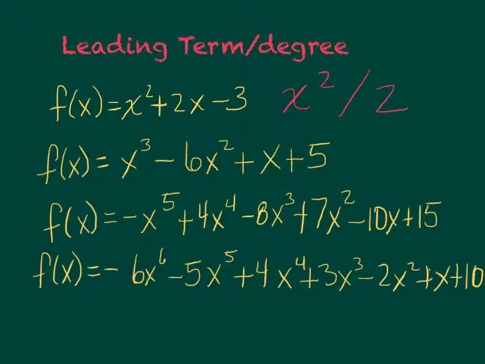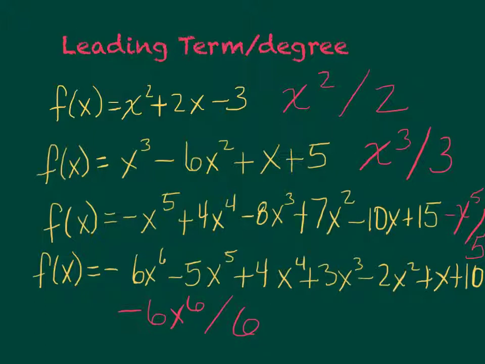For the next function, x cubed minus 6x squared plus x plus 5, the leading term is x cubed, and the degree is 3. Now for the other functions, the leading term is negative x to the 5th, and the degree is 5. And the last function, the leading term is negative 6x to the 6th, and the degree is 6.